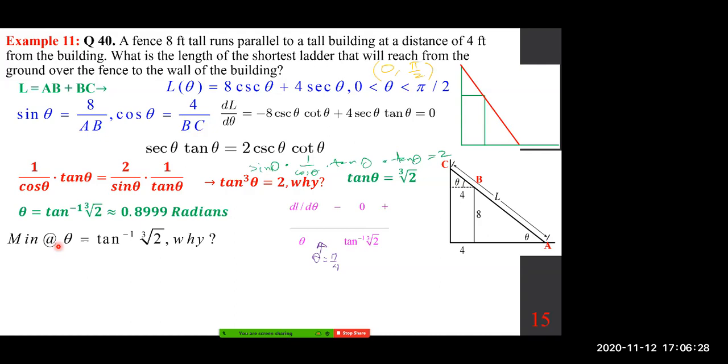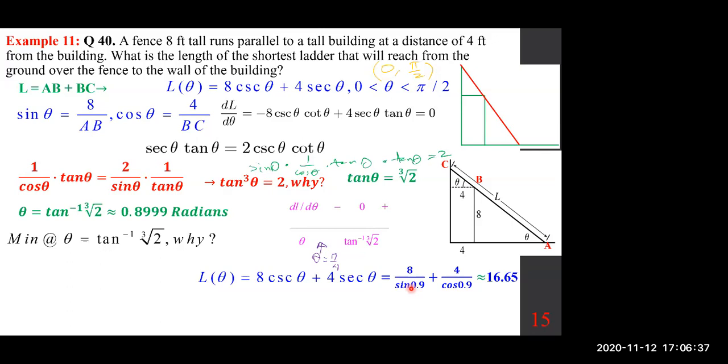And that shows this is the answer. So what is L of theta, class? You replace it: 8 over sine of 0.9 plus 4 over cosine of 0.9 radians. Use a calculator, you get 16.65. This is done. I'm showing you the precise answer. I want you to look at that and follow. If you can follow the concept, you're comfortable with trigonometry. If not, just stick with what we just did. So one more time.